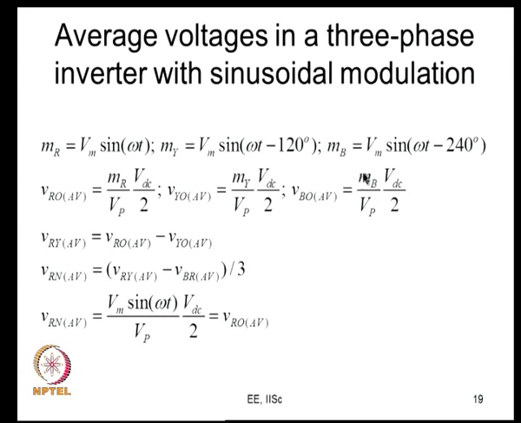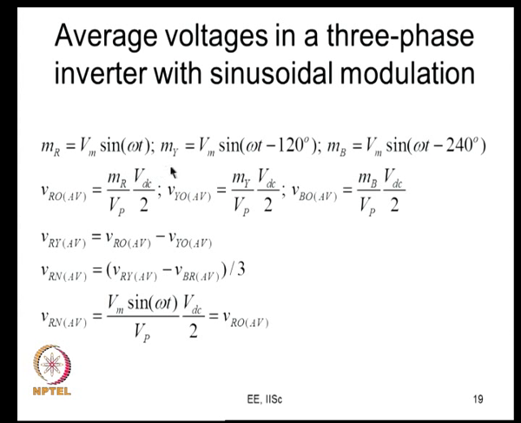When the B phase modulating signal becomes higher than Vp, VBO average is clipped to plus VDC by 2. When MB becomes lower than minus Vp, VBO average is clipped to minus VDC by 2. Then, what is VRY average? It is VRO average minus VYO average. The same way you can define VYB average and VBR average, and VRN average is 1/3 of VRY average minus VBR average. Now, this VRN average will actually be Vm sin omega t by Vp into VDC by 2, which is equal to VRO average if you are looking at sinusoidal modulating signals.